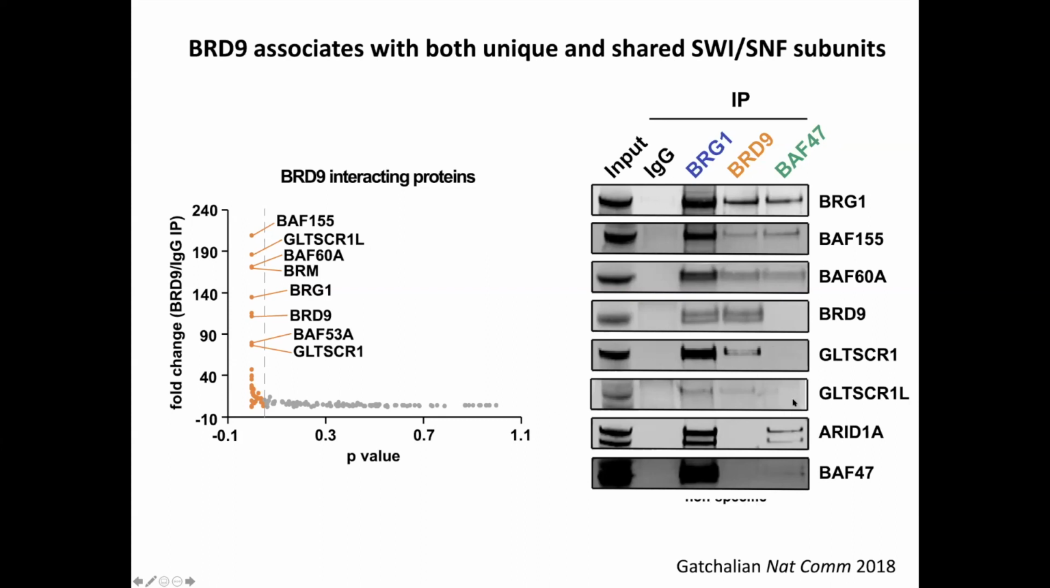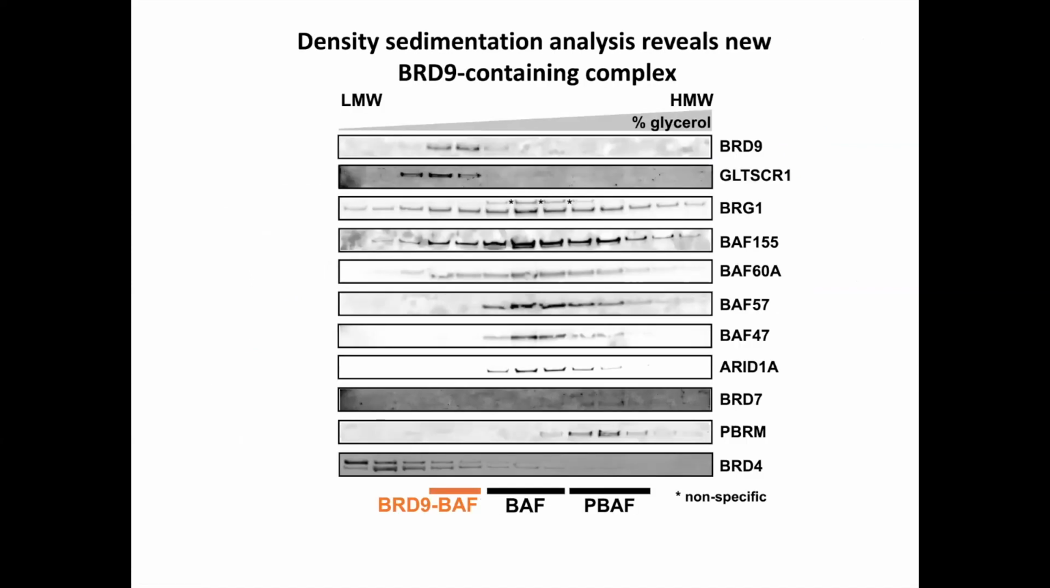And indeed, when we perform glycerol gradient sedimentation analysis, which we typically use to separate complexes on the basis of size, we found that BRD9 and GLTSCR1 were migrating at these smaller molecular weight fractions, quite apart from the known BAF and PBAF complexes, and importantly, lacked association with ARID1A, BAF47, and BAF57.